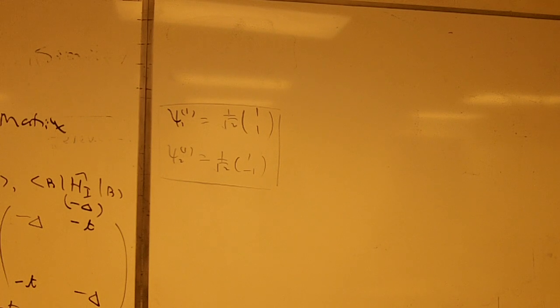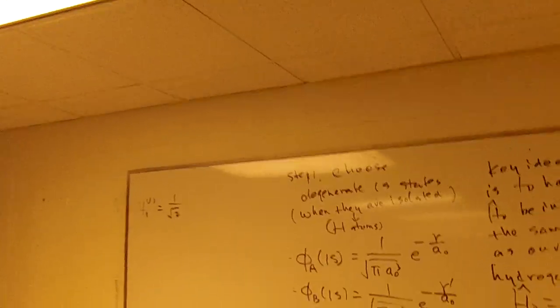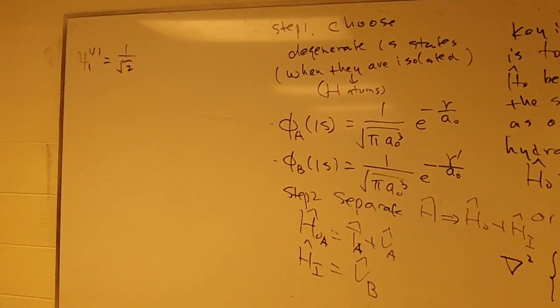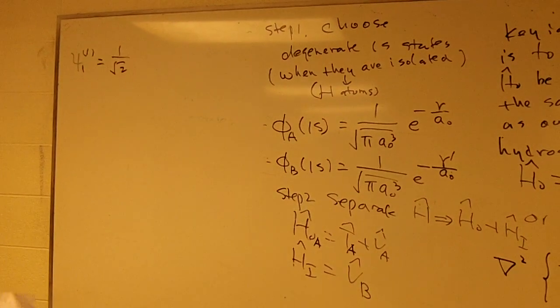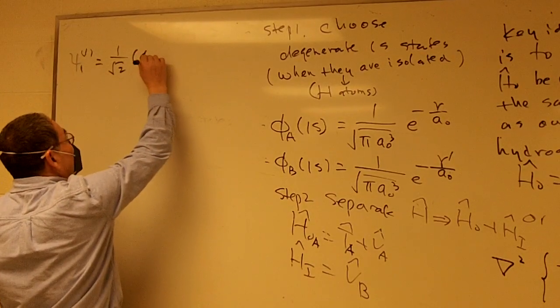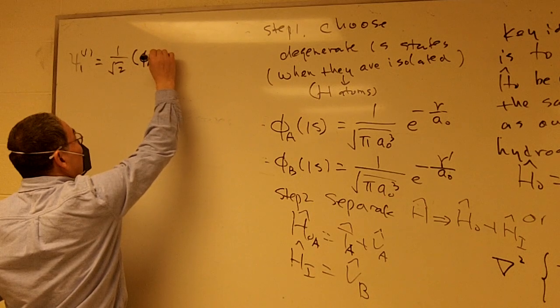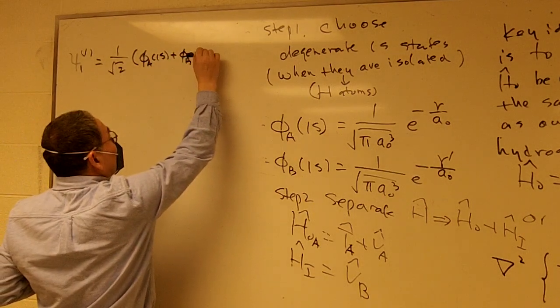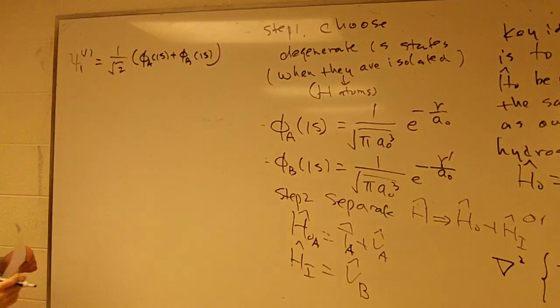Now watch carefully. This time we will put the basis function into it. Here is a matrix elements representation. But now down over here, we're going to represent it in terms of the original basis function. That will be phi A 1s plus phi B 1s wave function. And this is our first wave function.